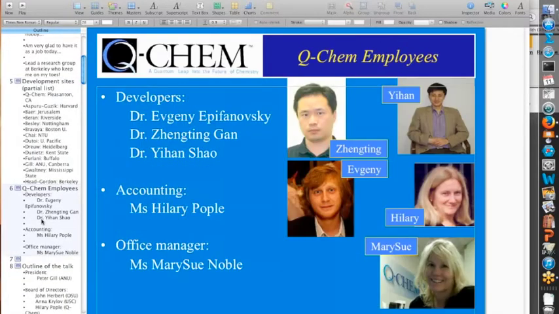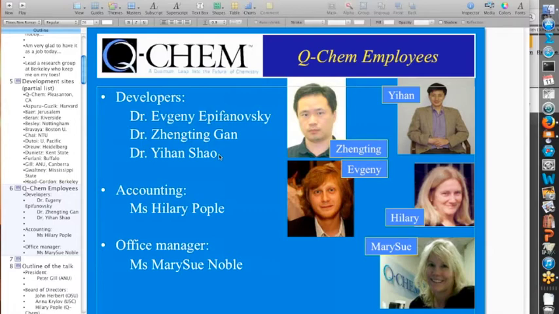To zoom into the Pleasanton piece of Q-Chem, I want to highlight briefly Q-Chem's employees. It was Evgeny Epifanovsky who introduced me a few minutes ago, and he's Q-Chem's most recent hire as a programmer, and he specializes in the development and support of the coupled cluster parts of Q-Chem. Then Zhengting Gan is currently the driving force behind Q-Chem's parallel DFT code and also the density functional exchange correlation features and many other things besides. And Yihan Shao is our third programmer, and Yihan is responsible for a truly amazing range of features that I do not have time to go into.